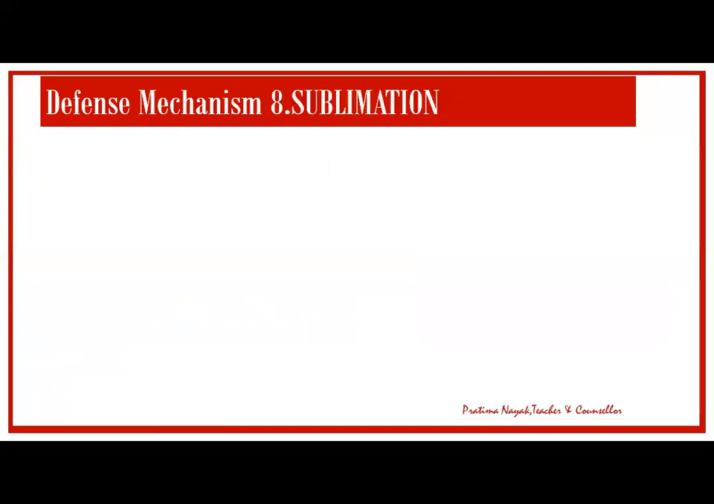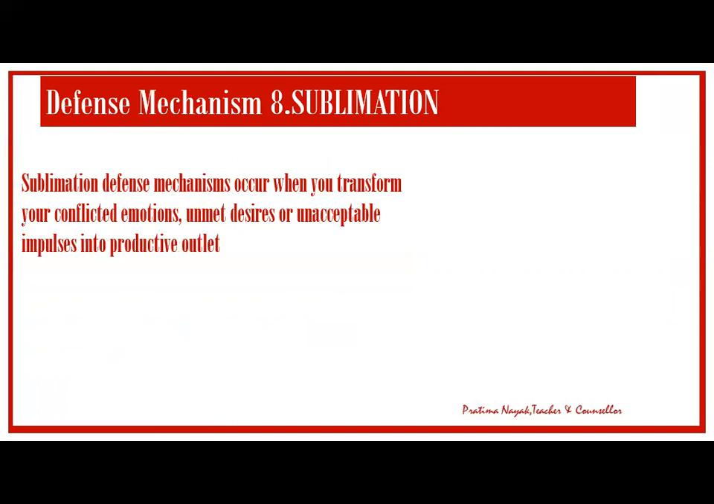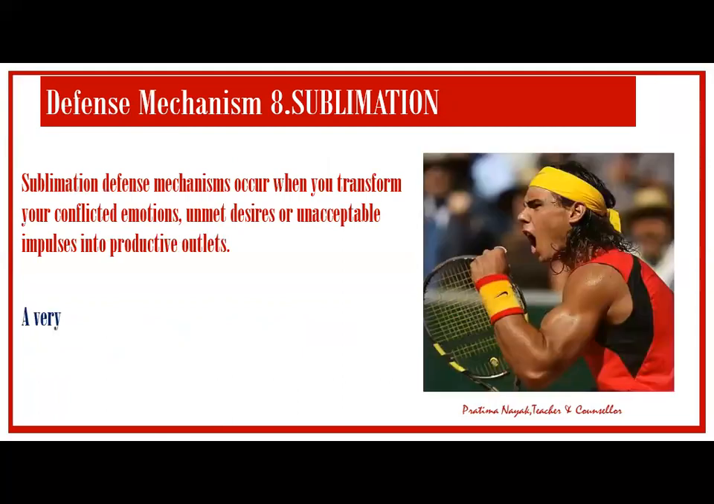Defense mechanism sublimation. Sublimation occurs when you transform your conflicted emotions, unmet desires, or unacceptable impulses into productive outlets. For example, a very aggressive person might become a professional athlete, or a person who wants to be a doctor but cannot be can make a career in being a nurse.